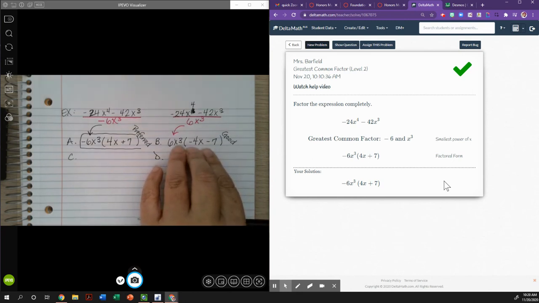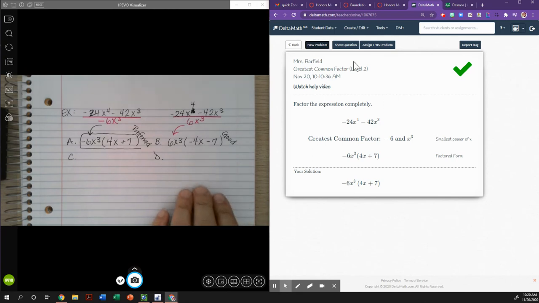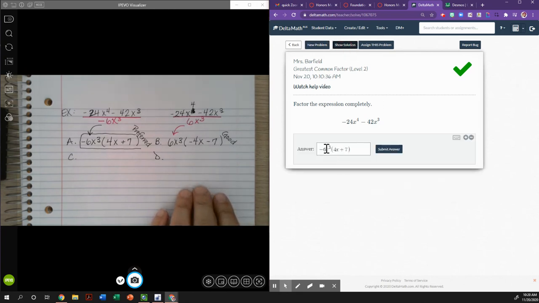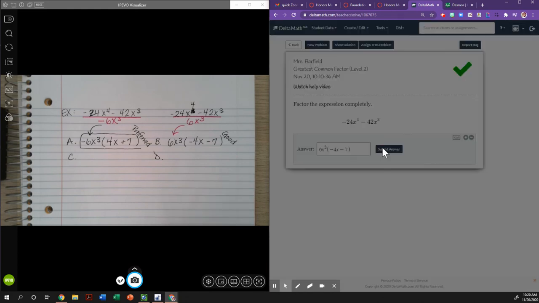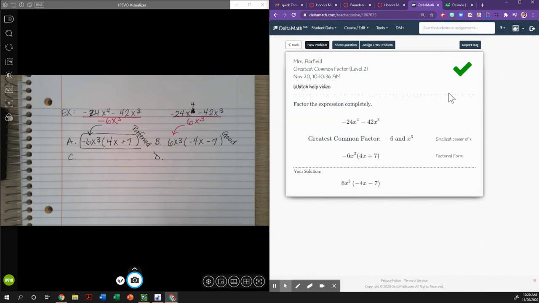Now you're welcome to try typing it in with 6x to the third and see what happens. I can't really go back. Well, actually, maybe I can. Show question. I can't. So let's see what happens here. So negative 4. Okay. Submit my answer. Same thing. It considered it to be correct because they are mathematically equivalent.